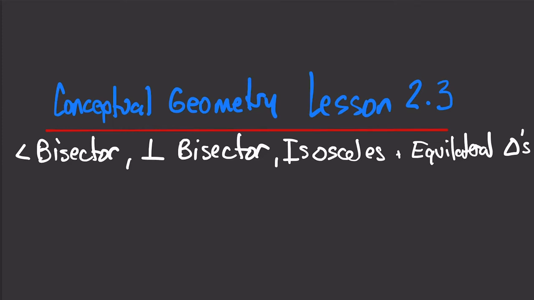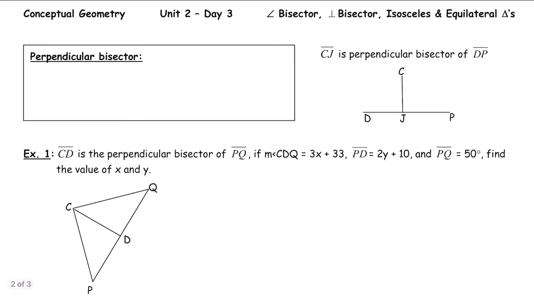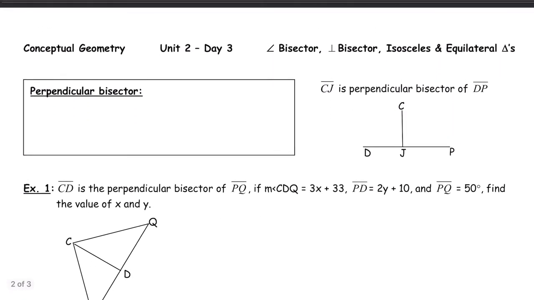Hey everybody, welcome to Conceptual Geometry, Lesson 2.3, Angle Bisectors, Perpendicular Bisectors, Isosceles, and Equilateral Triangles. Let's start by talking about a perpendicular bisector.